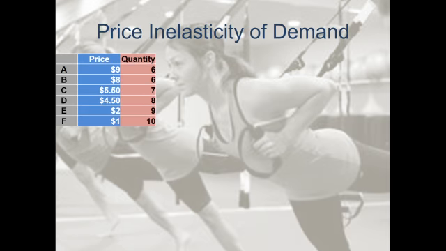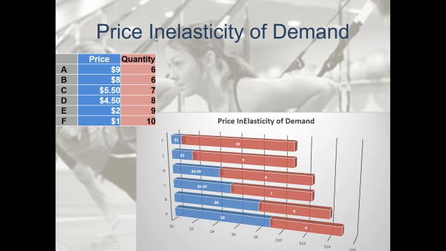If we look at inelastic, if the price goes down, but as you can see, there's not a big variation in the quantity, from 6 to 10, from $9 to $1. This makes the product inelastic. So there's not much of a variation here versus elastic.